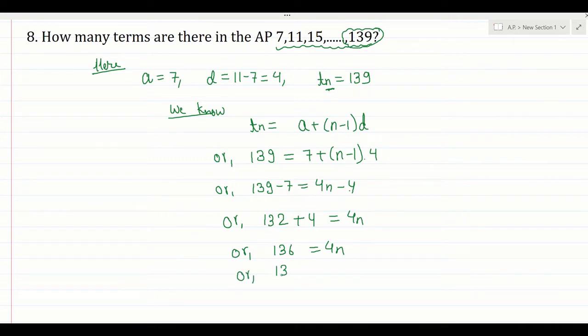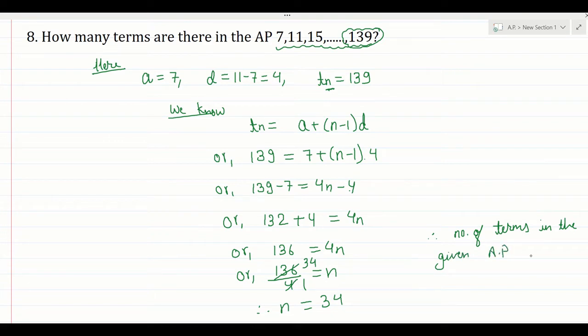Or 136 divided by 4 is equal to n. So therefore n is equal to. So on cancellation how much will you get? It is 4 ones are 4, 4 threes are 12, and 4 fours are 16. Isn't that? So it is 34. So there are altogether how many terms? 34 terms. So number of terms in the given AP is 34. That's it.